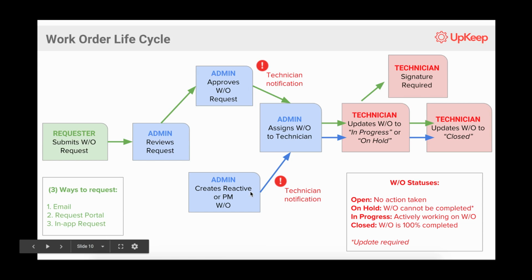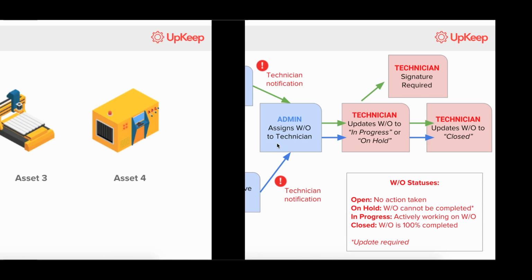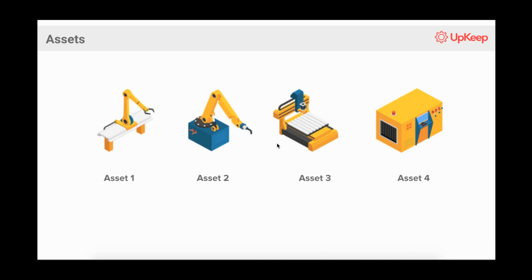The third way is by a recurring work order, meaning that we've created a work order and it has a set schedule to repeat. This is how you'll build your preventative maintenance schedule. An example of a preventative maintenance work order could be a piece of equipment that needs to have a filter change every month or a piece of equipment that requires a monthly audit.